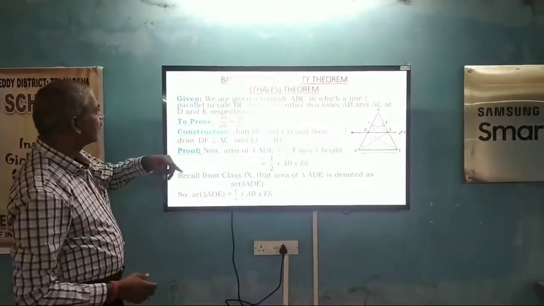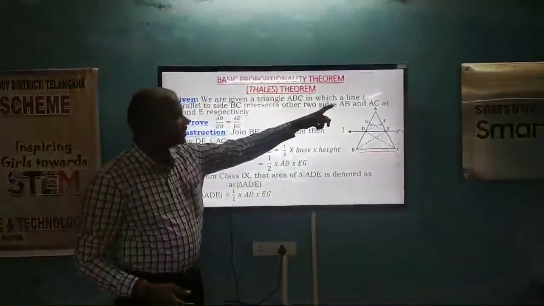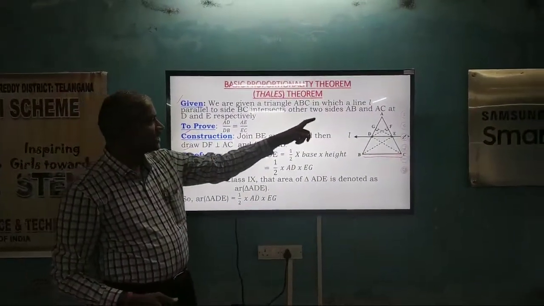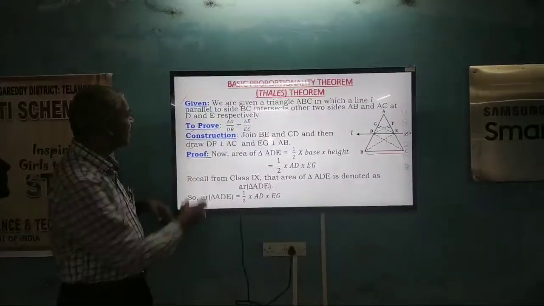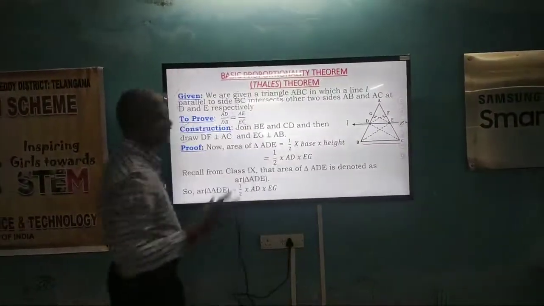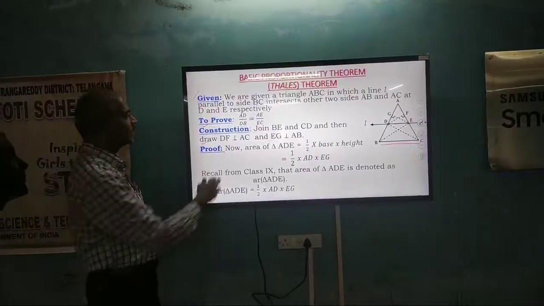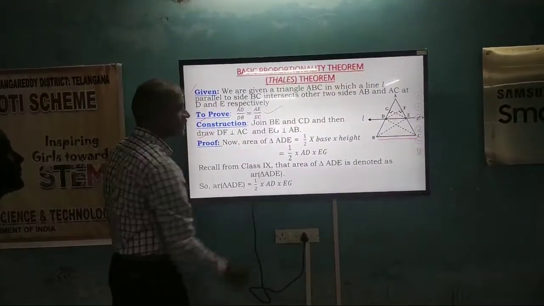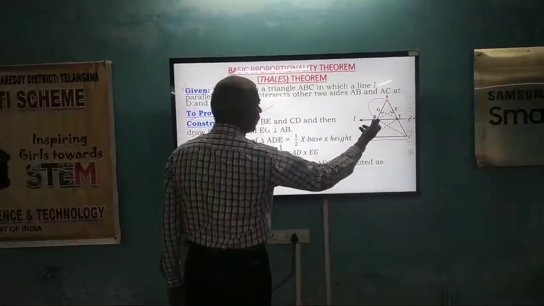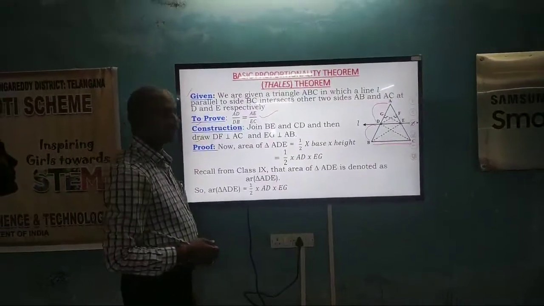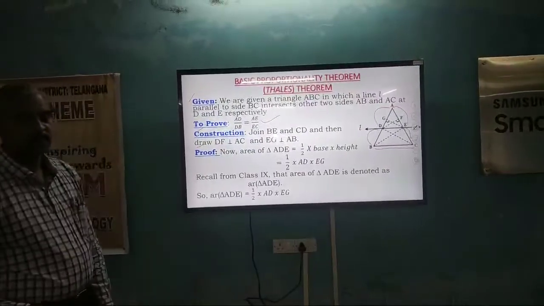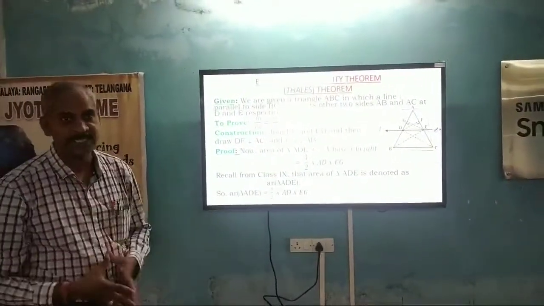So here, we are given a triangle ABC in which a line L parallel to side BC intersects the other two sides AB and AC at D and E respectively. Now we have to prove that AD by DB is equal to AE by EC. That means AD, this part, AD by DB is equal to AE by EC. We have to prove this.